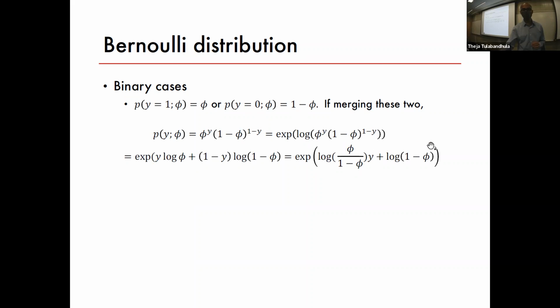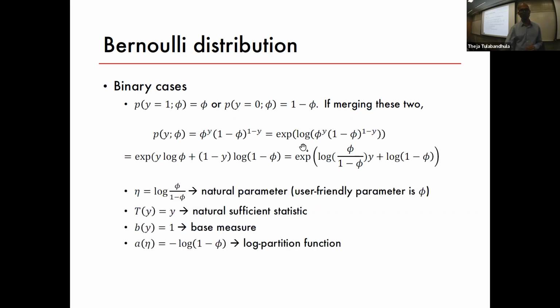If we just collect it together, the inside becomes like this: log of phi by 1 minus phi times y plus log of 1 minus phi. So it's just a log of a to the power b plus a to the power b times c to the power d type of situation. Now, just by looking at this expression, you can talk about what the corresponding exponential family's parameters are.